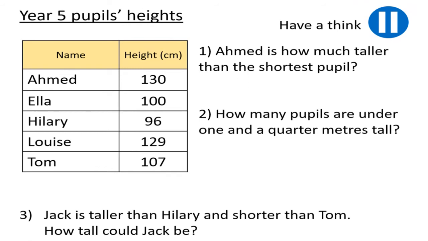Now take a look at this table showing the heights of pupils in Year 5. See if you can work out the answers to the following questions. Question 1. Ahmed is how much taller than the shortest pupil? Question 2. How many pupils are under 1¼ meters tall? Question 3. Jack is taller than Hilary and shorter than Tom. How tall could Jack be? Work out your answers carefully.